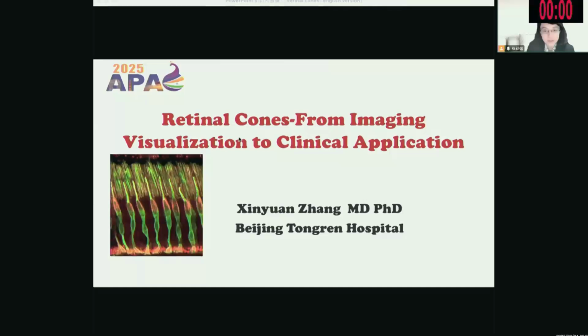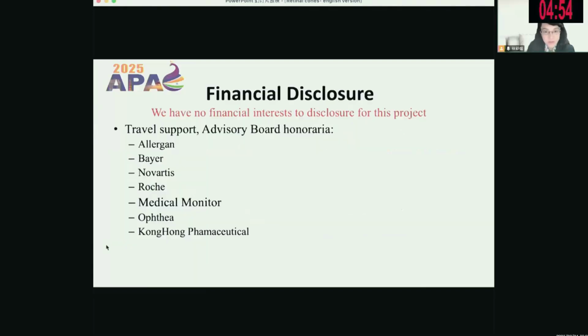Chairs and everyone, I'm very glad and honored to have this opportunity to present our work. Today I'm going to share with you a new instrument which can visualize human photoreceptor cones. We don't have any financial interest to disclose for this project.